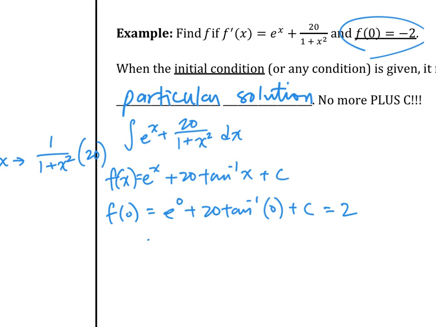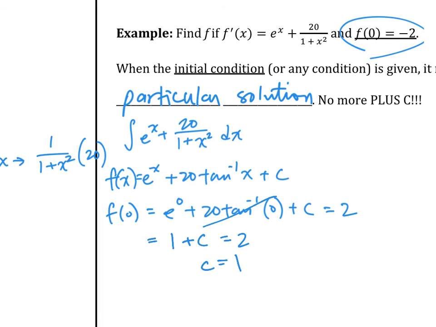All right, so let's evaluate. E to the 0 is 1. Inverse tangent of 0. You have to remember this. Inverse tangent means you're putting in a value, and then you're trying to figure out what angle that is. So what angle when you take a tangent of, you get 0? This requires that you remember your unit circle or just remember the value. So inverse tangent 0 is always 0. So that's gone. Plus c is negative 2.